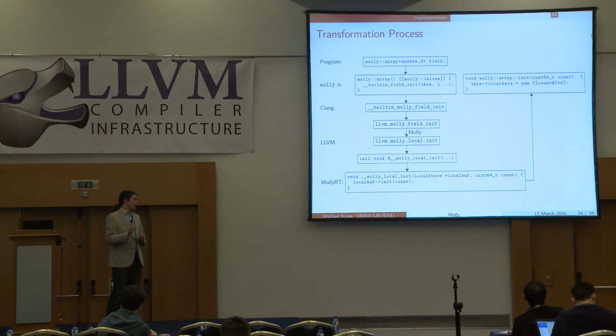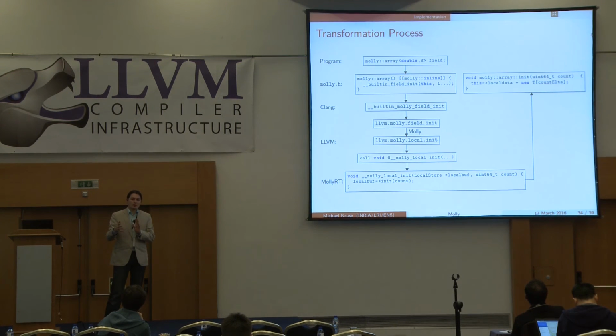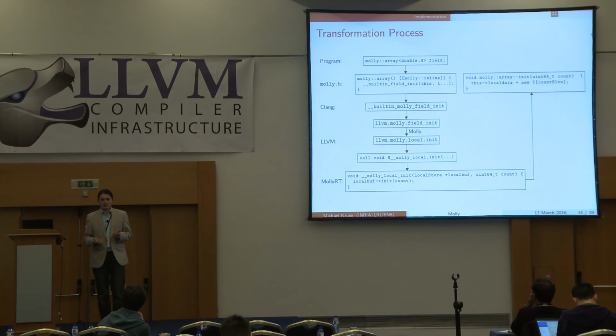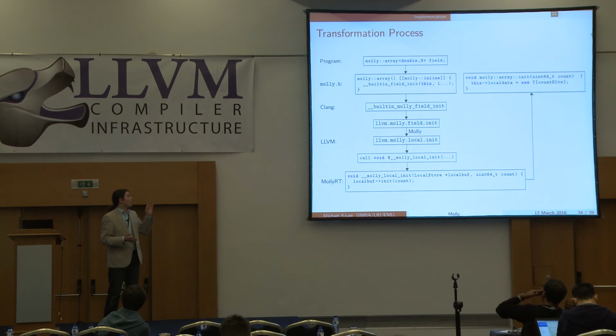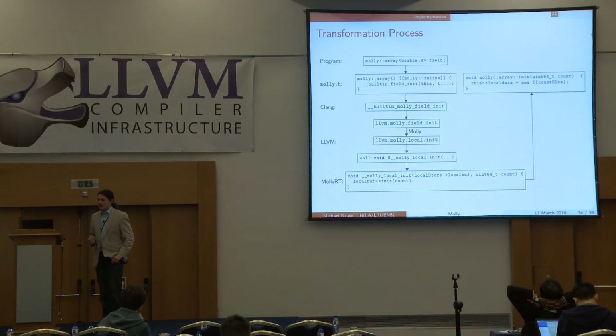Molly would then do a callback to the function called in molly.h to actually do the allocation. We cannot just do malloc, since it could be a custom constructor, and this needs to be called. This is then in the template generated code of molly.h.